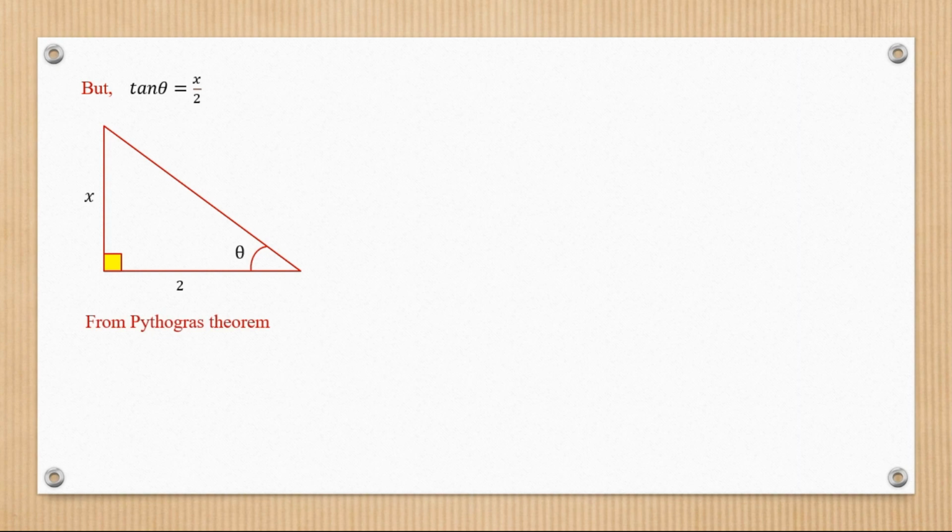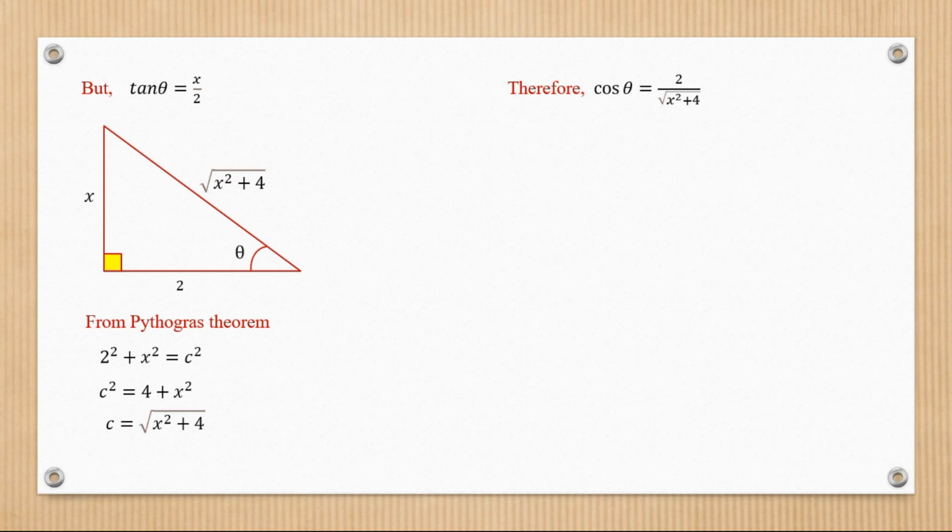Now we know that tan theta is x over 2, so if we put this in a right angle triangle, we know that this represents opposite over adjacent, so x shall be the opposite and the adjacent shall be equal to 2, because from SOHCAHTOA, tan represents opposite over adjacent. So now we need to find that hypotenuse. From Pythagoras theorem, we have 2 squared plus x squared being equal to c squared. So c squared shall be equal to 4 plus x squared. So c shall be equal to root of x squared plus 4. That means that cos theta is 2 over root of x squared plus 4. So now when we substitute that back in, this is what we end up having.